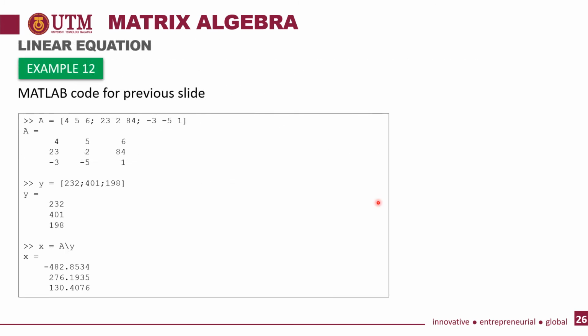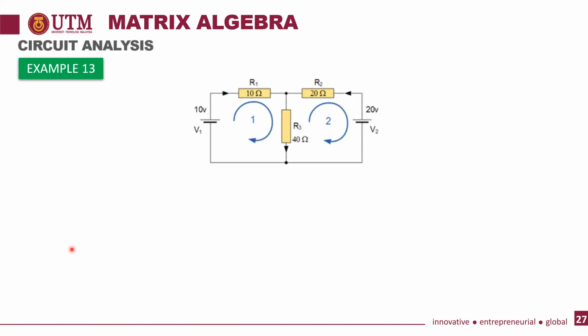This is the MATLAB code for the previous slide, as I already mentioned. We initialize the variable A, and we initialize the variable Y. X equals A left division operator Y, so A inverse Y. This is how you calculate the values of different unknown variables inside your matrix algebra linear equations. Alright, so the next example is the circuit analysis.